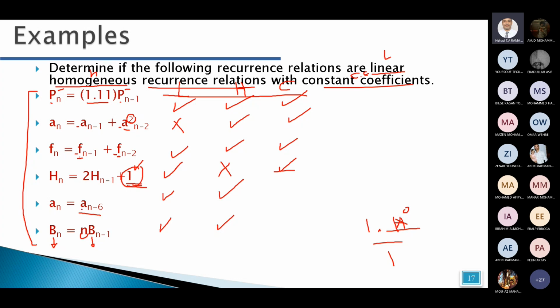Here it's constant because 1 multiplied by a. Here it's not constant. We have n here, and n is a variable, not constant.